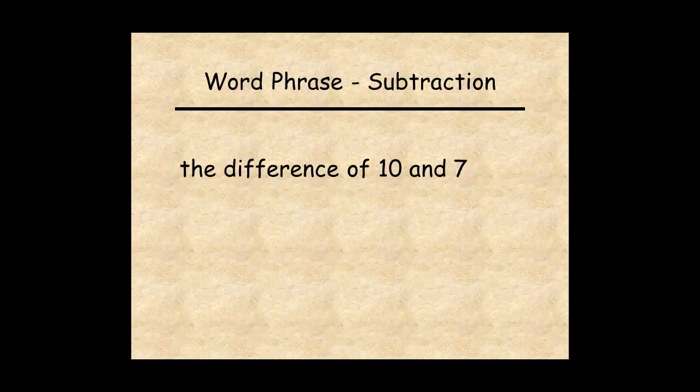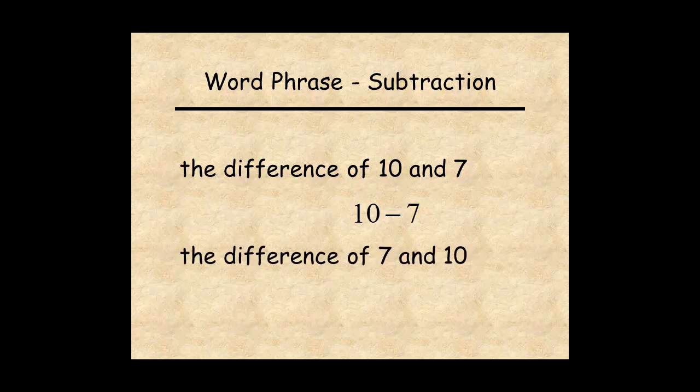For subtraction, the order matters. The phrase, the difference of 10 and 7, is written as 10 minus 7, which is completely different than the difference of 7 and 10, which is written as 7 minus 10. The difference of 10 and 7 is 3, and the difference of 7 and 10 is negative 3.